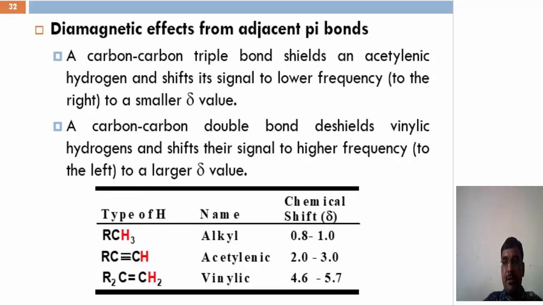Diamagnetic effects of the adjacent pi bonds. A carbon-carbon triple bond shields an acetylenic hydrogen and shifts its signal to a lower frequency, to a smaller delta value. A carbon-carbon double bond deshields the vinylic hydrogens and shifts their signal to a higher, larger delta value.